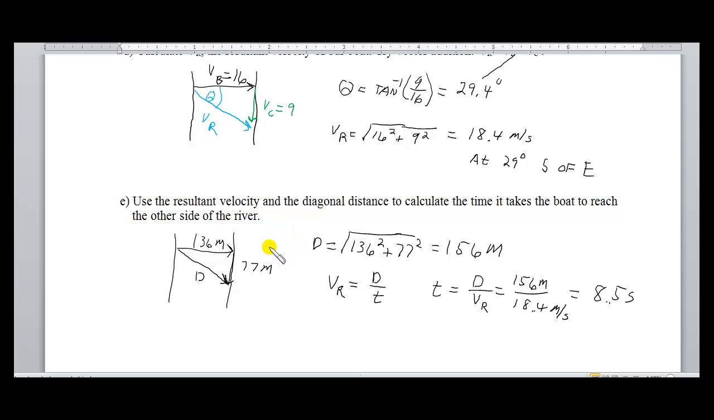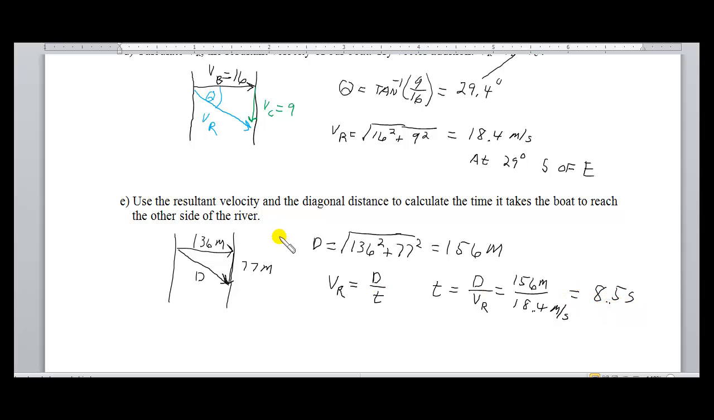Here's our answer. The horizontal distance from one bank to the other is 136 meters. The vertical displacement for our boat was 77 meters. Using the Pythagorean theorem, we come up with the diagonal distance the boat travels to be 156 meters. And it moves at a resultant velocity, which is the ratio of the distance over the time. So the time is solved by the distance, which is 156 meters, and our resultant velocity, which we found up here to be 18.4 meters per second. So again, it comes out to 8.5 seconds.